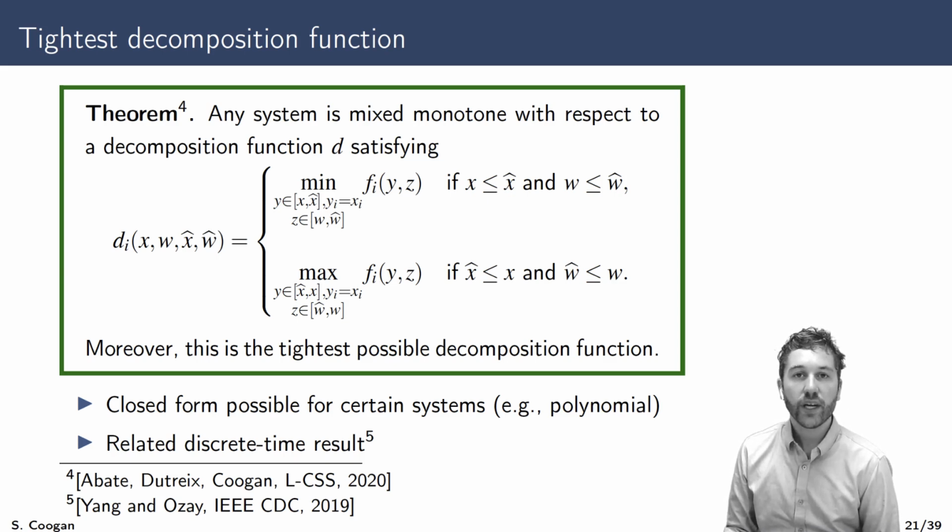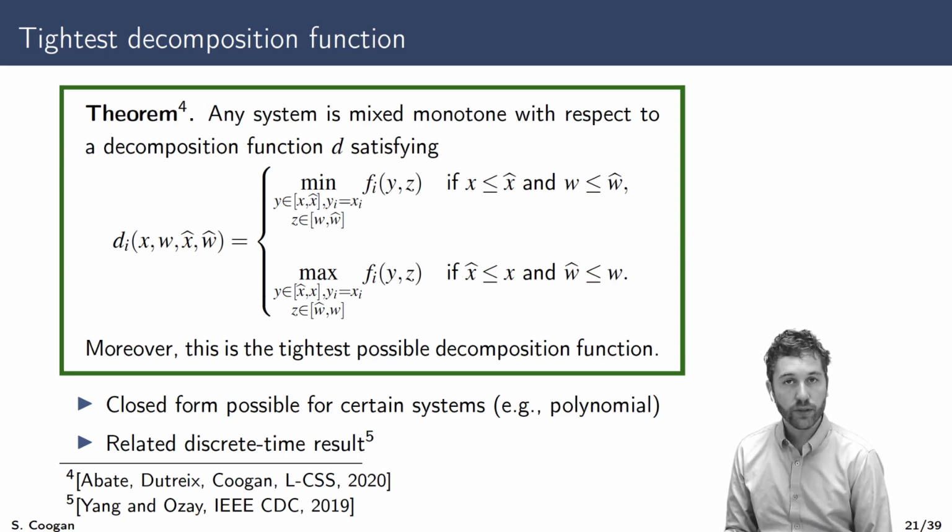So if we unpack this equation a bit, we see that given a point x and another point x hat, each component of the decomposition function is assigned the minimum or maximum value of the corresponding component of the vector field evaluated over an appropriate face of the hyperrectangle defined by the corners x and x hat. Whether this optimization problem is min or max depends on whether x and x hat are the lower and upper corners of the rectangle or vice versa.